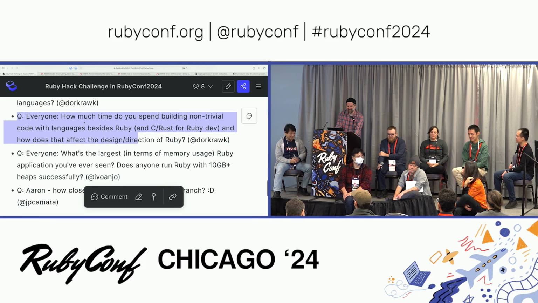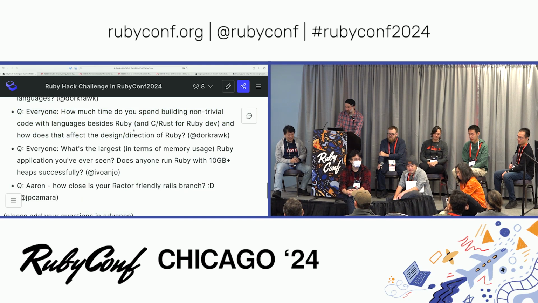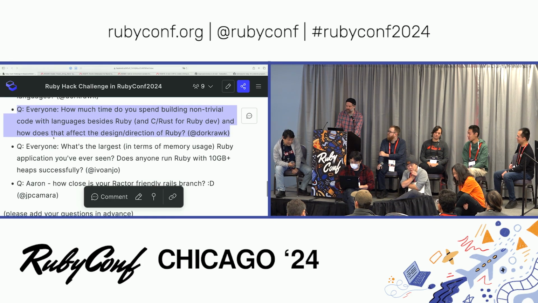Let's see. Everyone, how much time do you spend building non-trivial code with languages besides Ruby and C or Rust for Ruby dev? And how does that affect your language design and direction of Ruby? Oh my goodness. Wow. Matz, do you build any applications with languages besides Ruby or C?